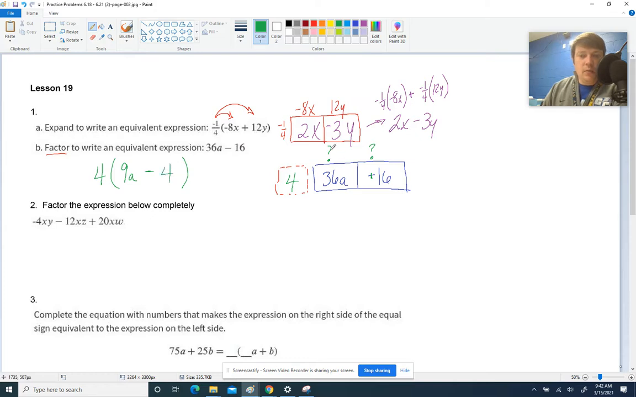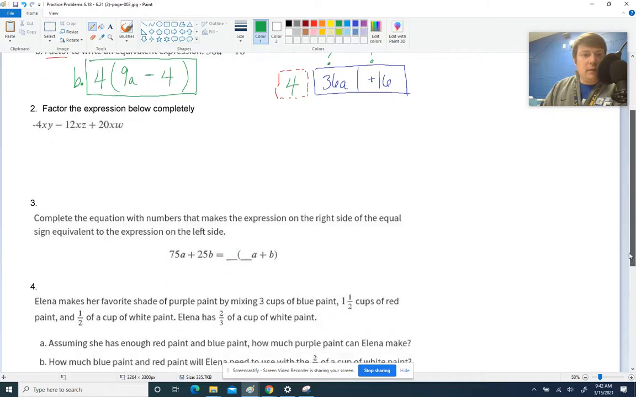And so those are the numbers that I get from my question marks in my group, and this is the answer for part B. Okay, so part A is here, part B here. And there's the explanation. Let's move on. Let's factor the expression below.